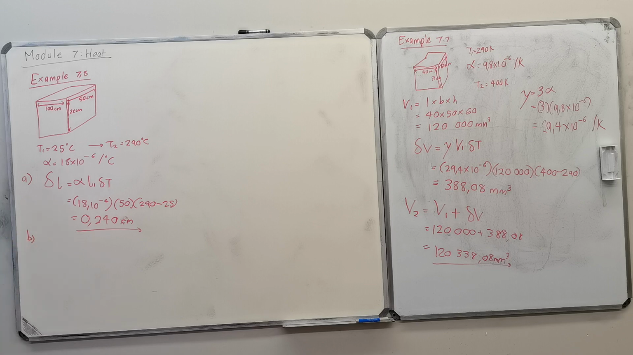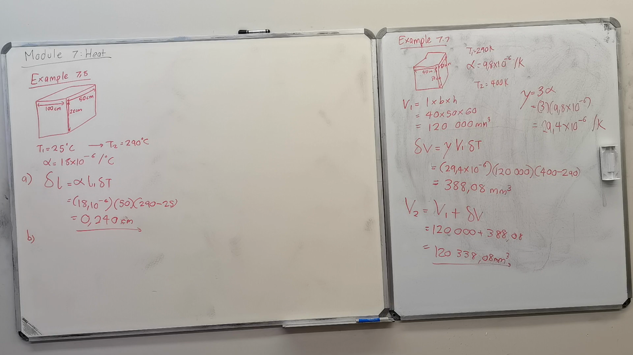What does part B ask you to do? Calculate the area of the 100 centimeters by 50 centimeters side at 290 degrees Celsius. They want to know A2, your area at 290 degrees. So after you expand it, what is the area of this top shape, basically the 100 by 50? Okay, so how are we going to do that?